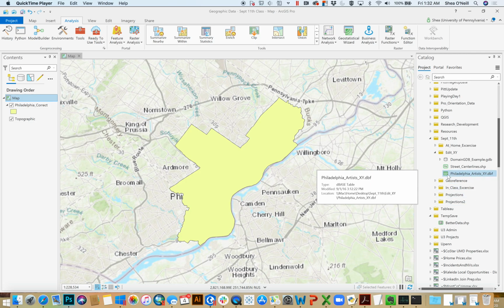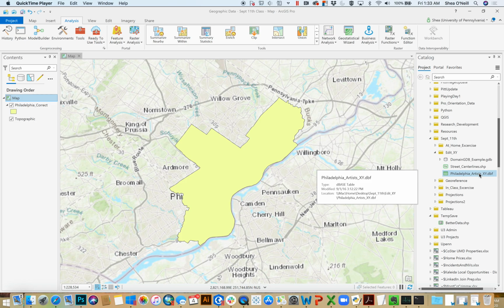You can see it looks like a table over here, Philadelphia artists xy.dbf. That concept, dbf, that's the version of a database file that ArcPro will allow itself to read. So it can only process and read .dbfs, but this is something that we'll cover more extensively in the class on September 18th. So for now, just drag it in.